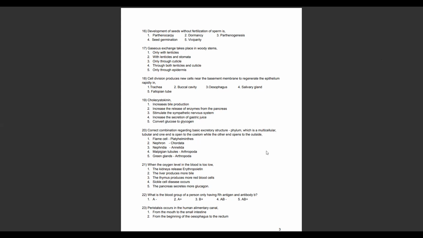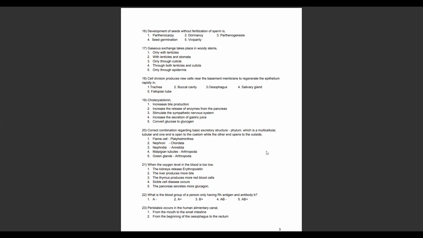Now, if we take simple epithelia, there is only a single layer, right? And in compound epithelia, there are several layers. Simple squamous, simple cuboidal, simple columnar, and pseudostratified columnar epithelium are all examples of simple epithelia. And stratified squamous and transitional are the two examples of compound epithelia. Now here, in this question, they're asking about the stratified squamous epithelium. It is a compound epithelium, right? It is composed of a number of layers of cells, and this epithelium regenerates rapidly, right?